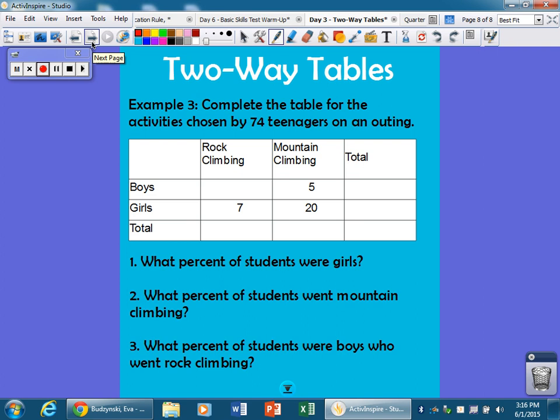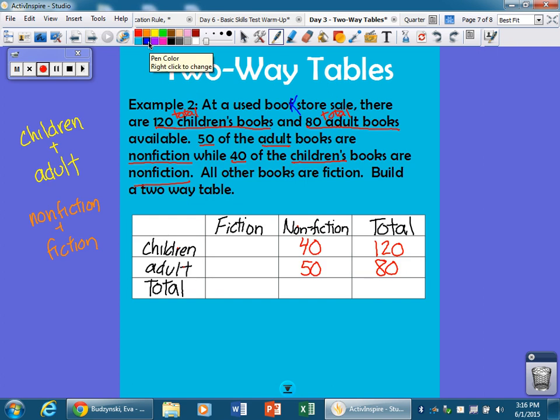Okay, now that you've done that, check your answers here. This is 80, 30, 110, 90, and 200. So those are your answers. Now we have a third question. Again, very similar to these two-way tables, but we're also going to be answering questions about the table now, kind of getting to the actual probability of this.